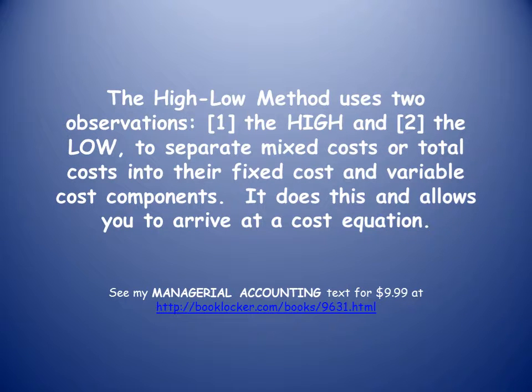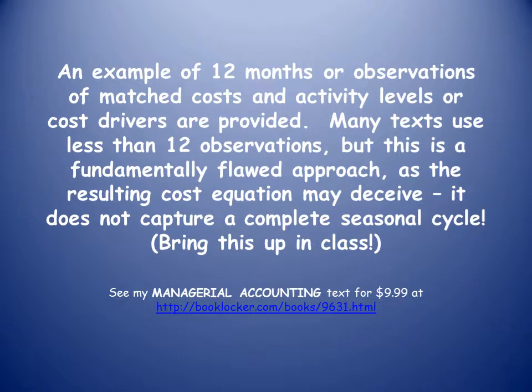The high-low method uses two observations, the high observation and the low observation. And it uses these to separate mixed costs or total costs into what are referred to as fixed and variable cost components. It does this to allow you to arrive at what's called a cost equation.